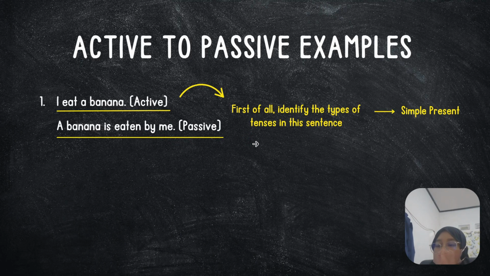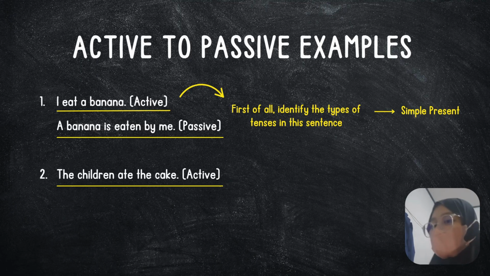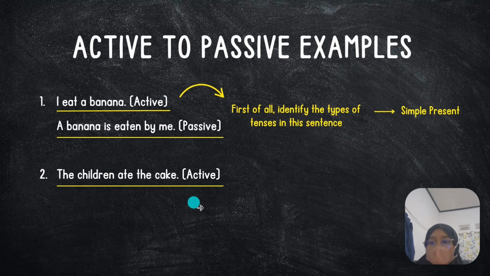And then the second example, you have the children ate the cake. You have this sentence and you want to change it. First of all, what is the type of tense? So the children ate the cake. It's simple past tense.